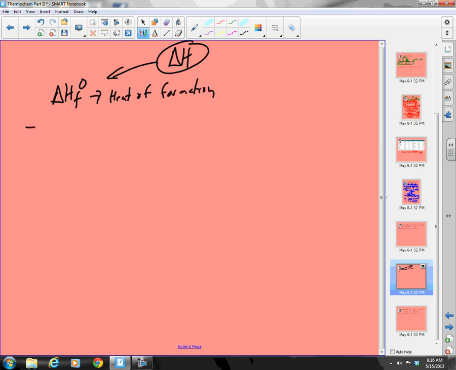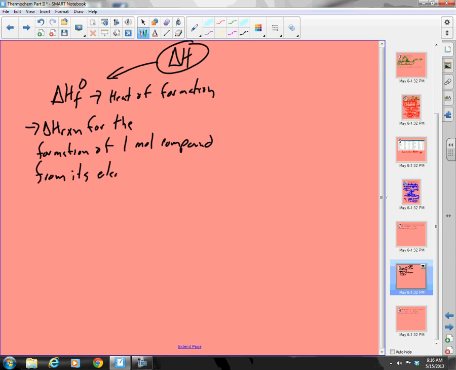Well, it is the heat of reaction for the formation of 1 mole of compound from its elements in their most stable form, right? And so what do we mean by that?